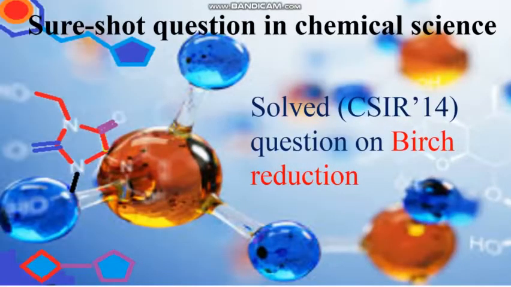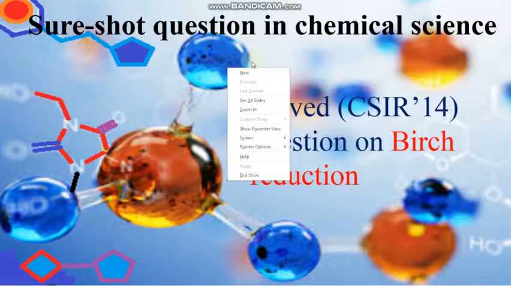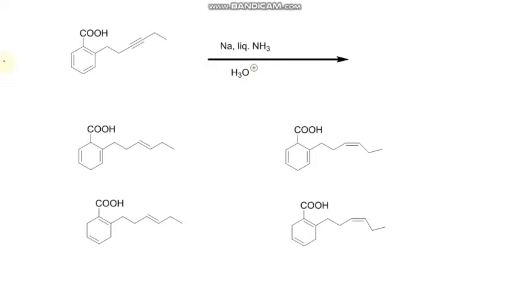In this video we will also discuss, like the previous video, a short question for 2 marks in chemical science. This question is about Birch reactions, which are very important for chemical science questions. The question was like this: it has a COOH group, which is an electron withdrawing group, and you have an unsaturation like an alkyne group. What will be the reaction product? That was the reaction condition, and there were 4 options.